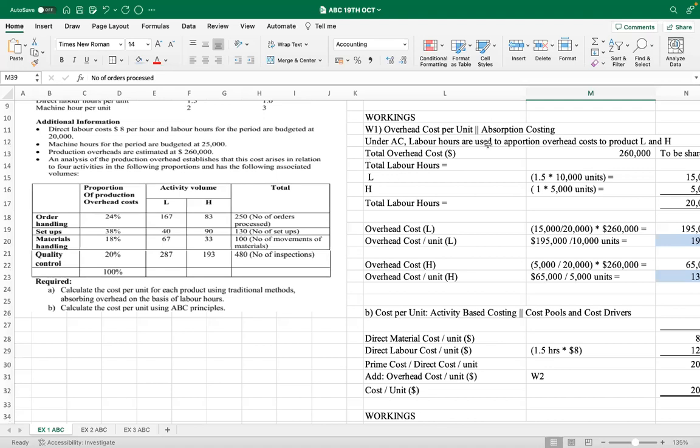Now, Felix, you are asking me, how is 260,000 got? 260,000 was given in the question. Check here, Felix. Production overheads are estimated as 260,000. Felix, are we together? It is in the question, 260,000. Can you respond so that we move on in the chat? Just say yes or no. Have you understood?